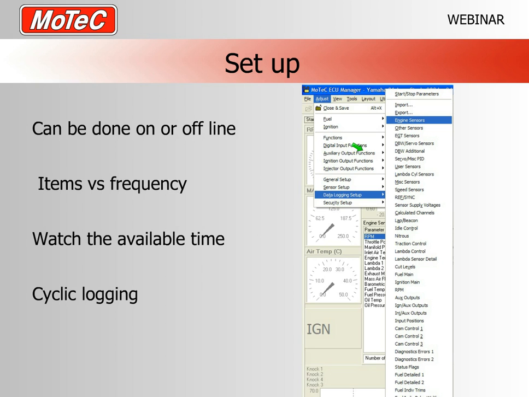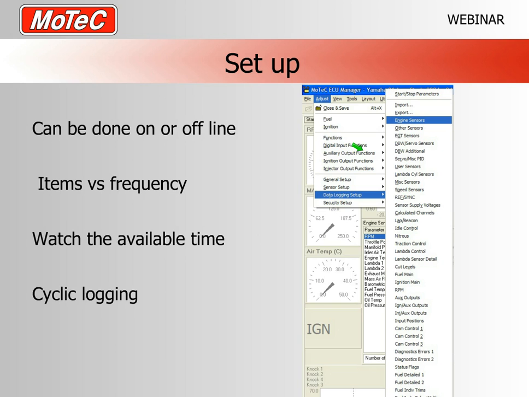The whole process of setting up data logging is about items versus frequency. So the more things you log, the less time you will get. The faster you log things, the less time you will get. So if you log every channel, if that was possible, and you logged it up to 200 times a second, you might only have 20 seconds of data logging.